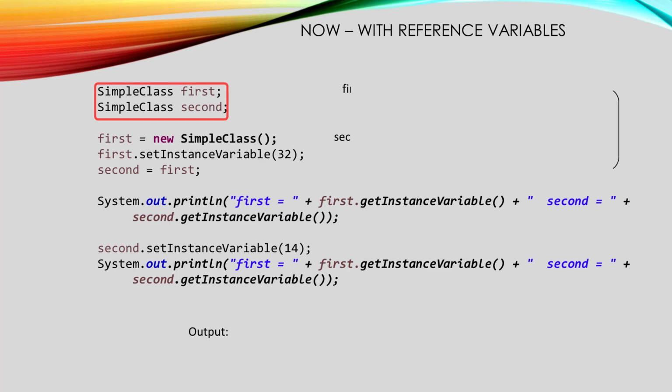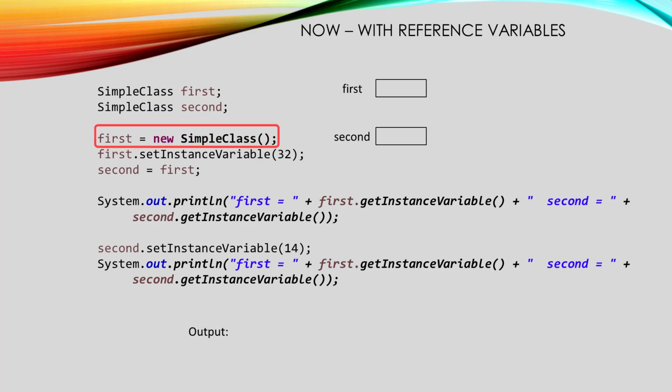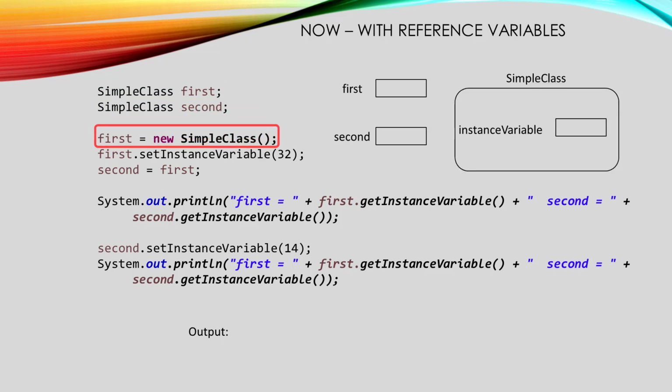Since SimpleClass is a class, the compiler just allocates enough space for a reference for each. Then we create a SimpleClass object and store a reference to it into first. By calling the setter, we store 32 into its instance variable. Then we use an assignment statement to copy first into second.